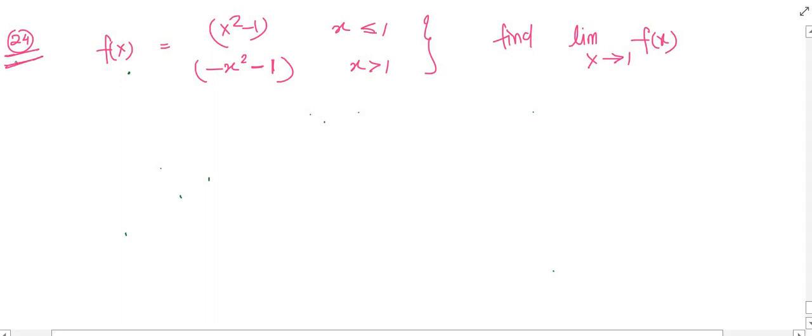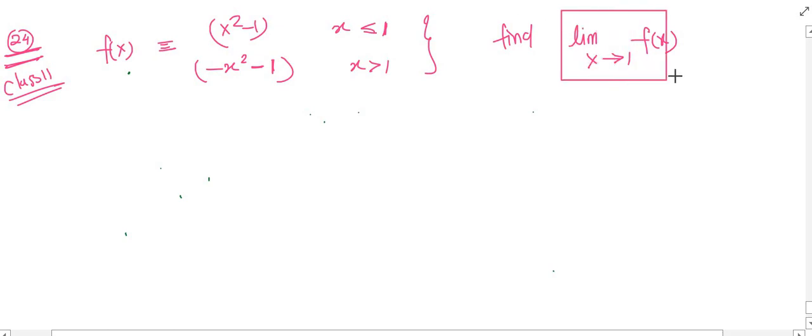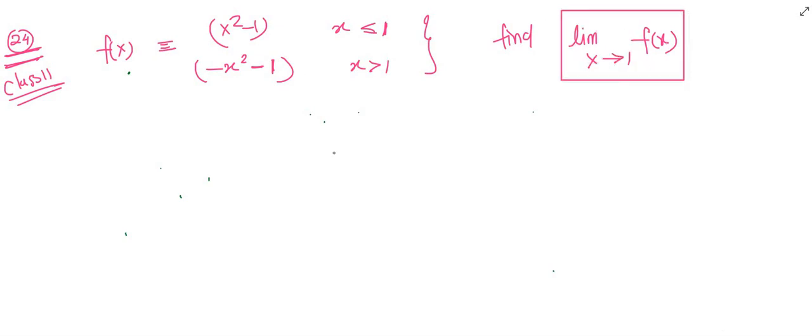Hello everyone, this is question number 24 from limits and derivatives for class 11th. So f(x) is equal to x square minus 1 for x less than or equal to 1, and minus x square minus 1 for x greater than 1. They are asking to find the limit as x tends to 1 of f(x).